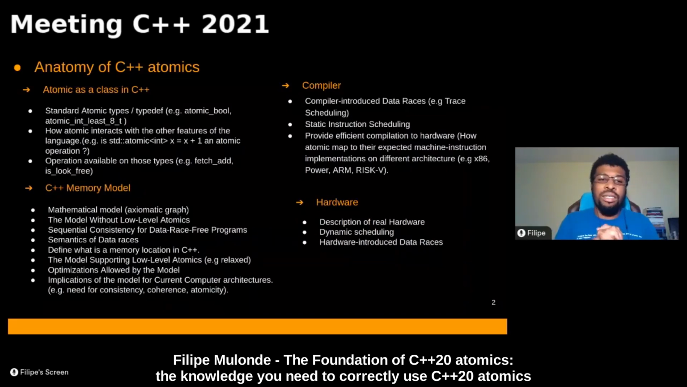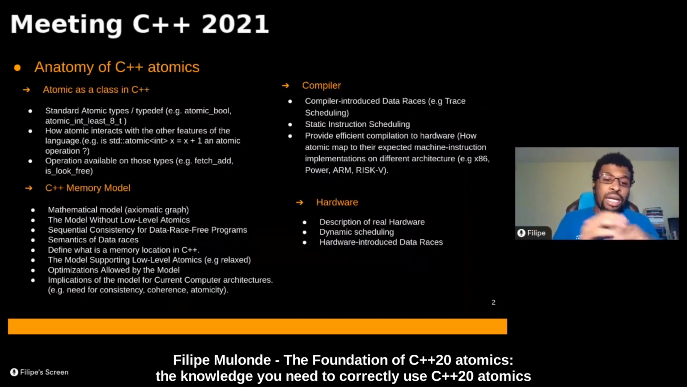This is how I see C++ atomics. I divide them in 4 key components that one needs to know in order to understand atomics. Need to understand atomics as a class in C++, for example, how atomics interacts with other features of the language.